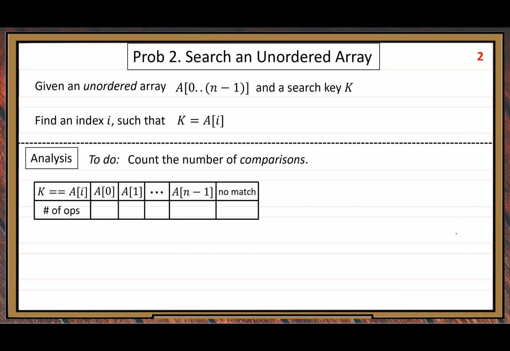If k equals the first element, we just need one comparison. That's it. We return the result by one comparison, the smallest comparison number. If k equals A of 1, 2 comparisons, and so on, until the last element, k equals the last one, n comparisons. Then no match. If no match, you need to compare all the elements. For the no match case, that's also n comparisons.